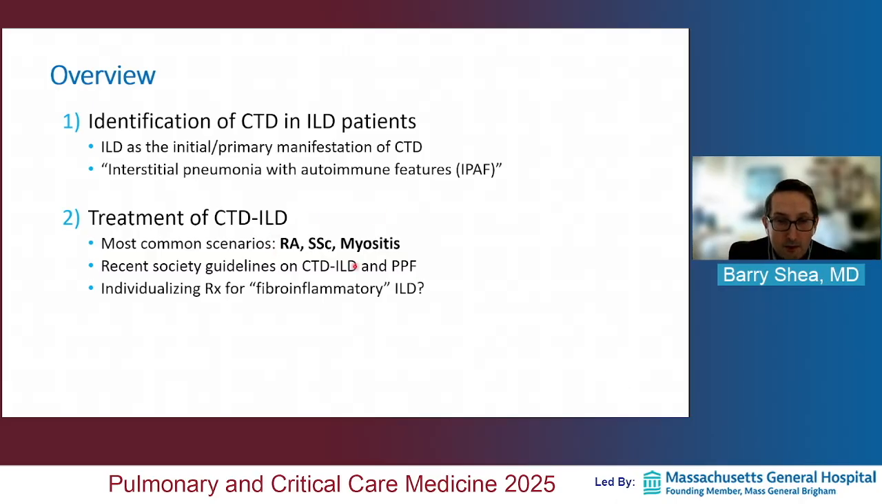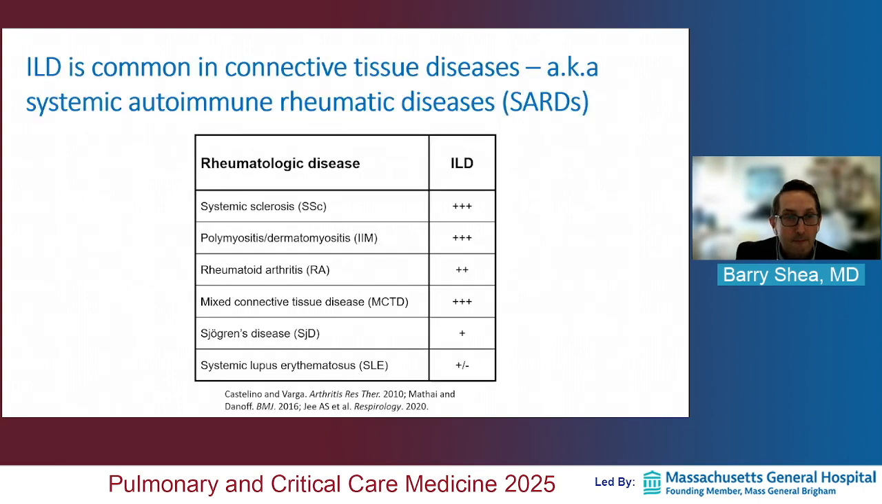Those are the three most common connective tissue diseases where we see interstitial lung disease: RA, scleroderma, and myositis. We'll review some of the recent International Society guidelines on treatment of CTD-ILD and progressive pulmonary fibrosis, and leave you with this concept of whether we should be moving towards individualizing therapy for individuals with these fibroinflammatory interstitial lung diseases.